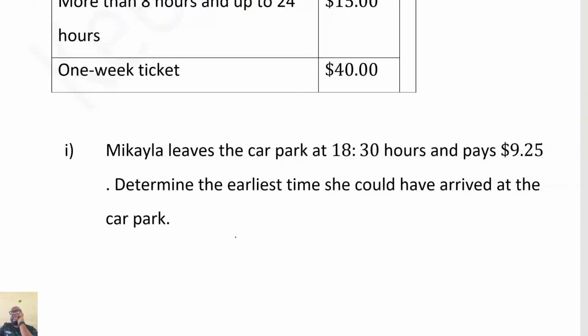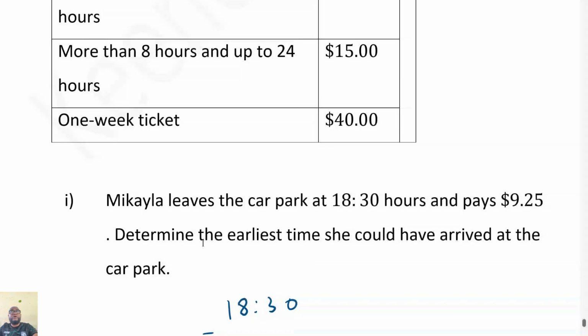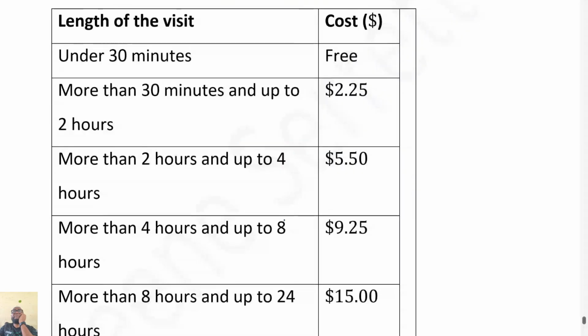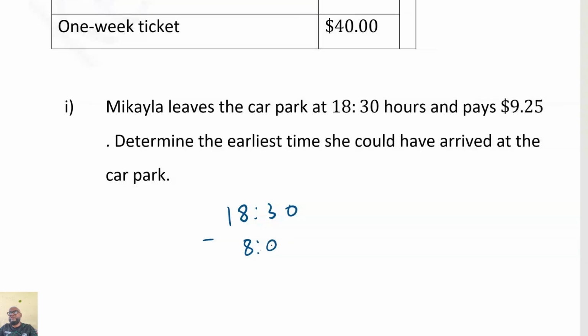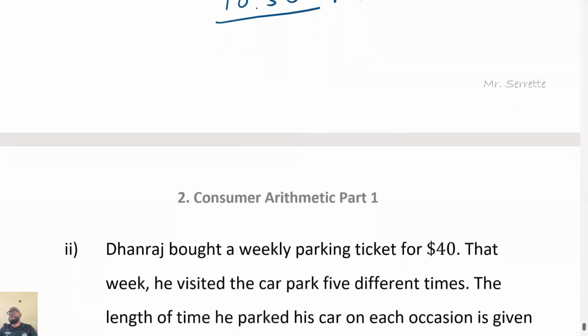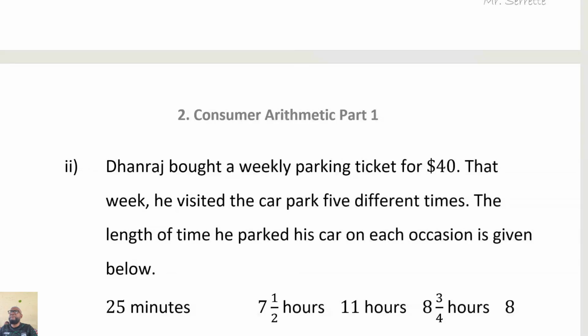So 1800 minus how many hours? Well, what is the most amount of hours $9.25 could be? What's the most amount of hours $9.25 could be? 8. So you have to minus 8, but I'll put 800, right? So this will be 1000 hours. Because remember, we are in the 24-hour clock, right? Everybody good there? Right. She bought a $40 weekly ticket that week.